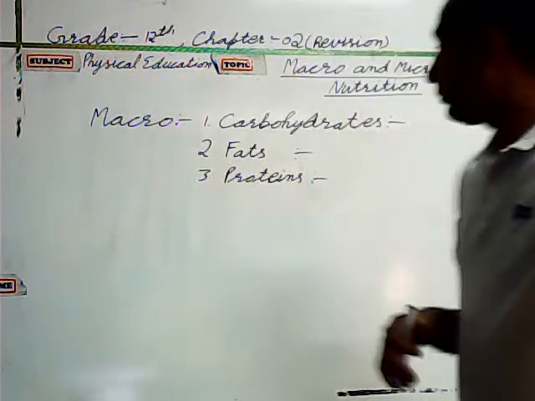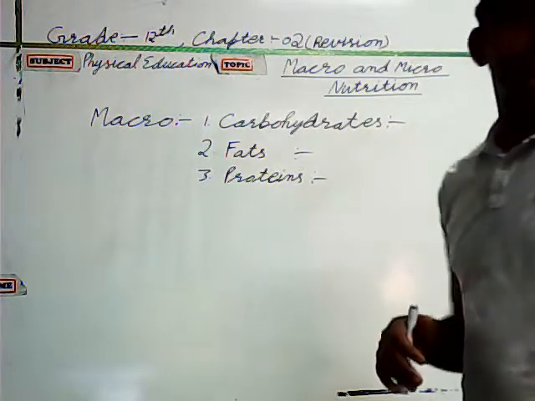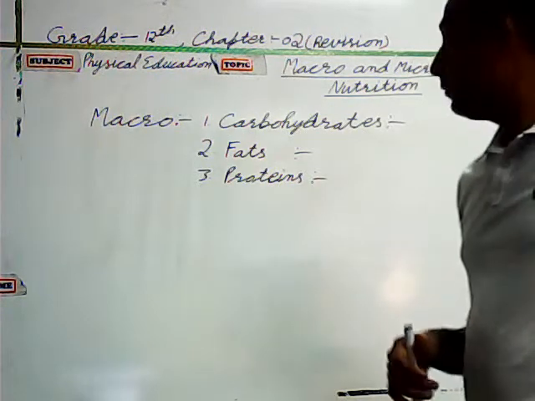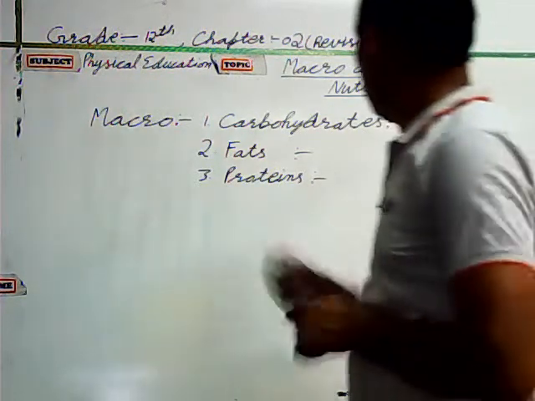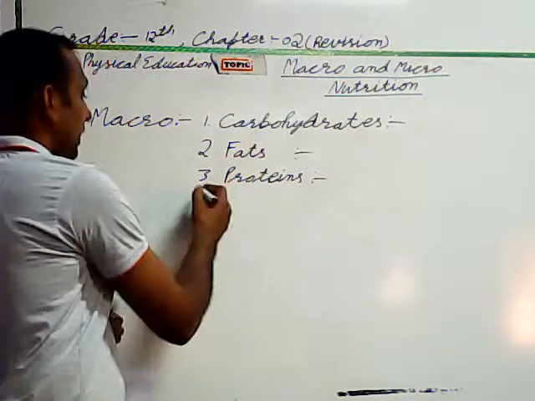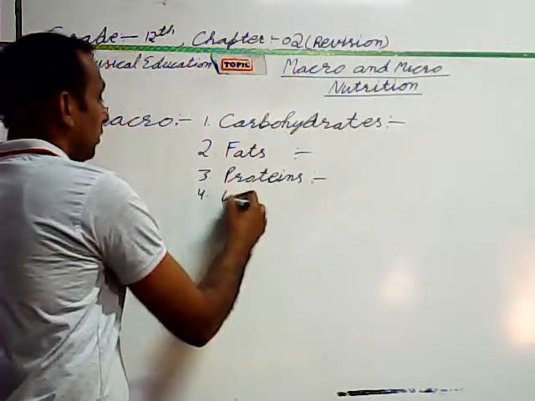After this, water. It means micro and macro. Macro nutrients are carbohydrate, fat, protein, and water.